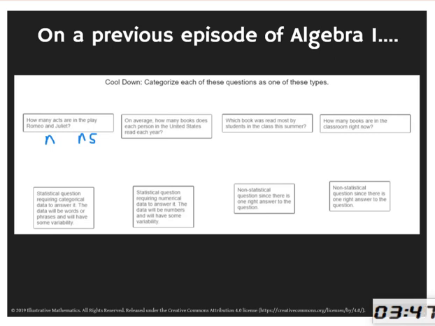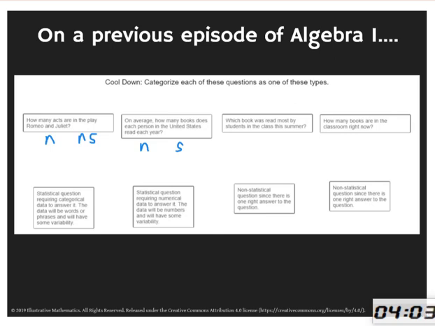On average, how many books does each person in the United States read each year? This is a numerical question. And this is a statistical question, right? Because you may read more books than I do, or I may read more books than you do, right? So there's going to be variability to that.